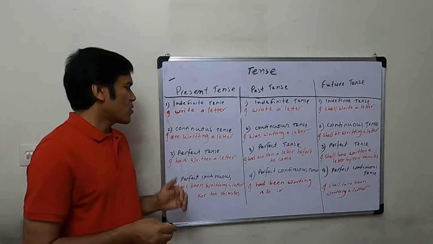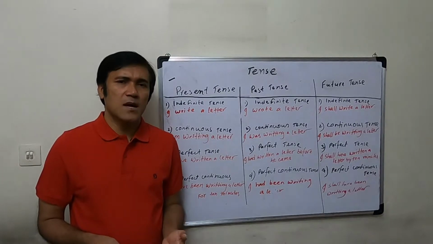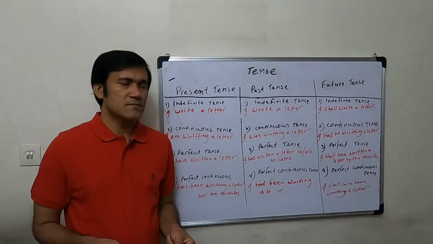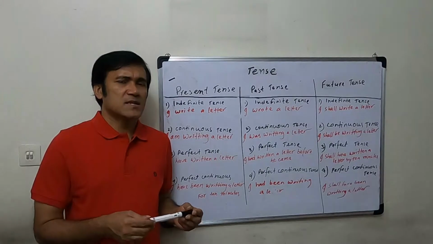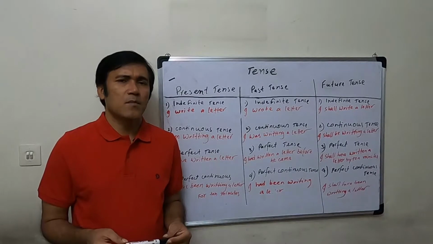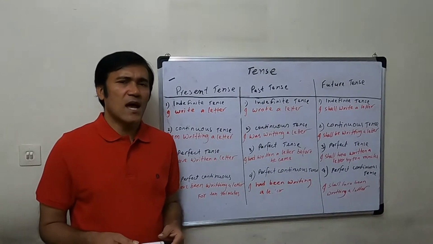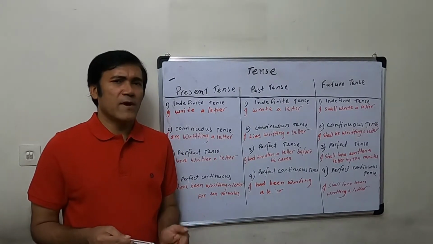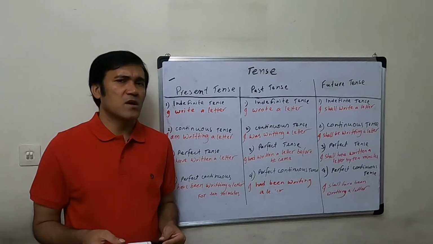Present tense has 4 classifications: present indefinite or simple, present continuous, present perfect, present perfect continuous tense. And then past tense has 4 classifications: past simple or indefinite, past continuous, past perfect tense, past perfect continuous tense. And then future tense. Future tense has 4 classifications: future simple or indefinite, future continuous, future perfect tense, future perfect continuous tense.